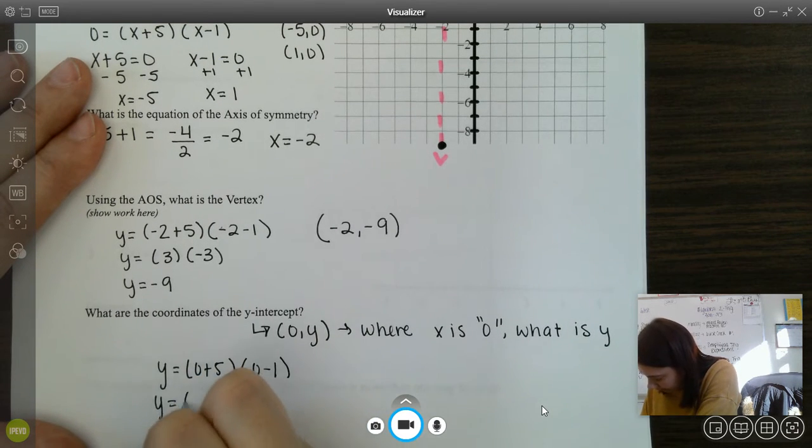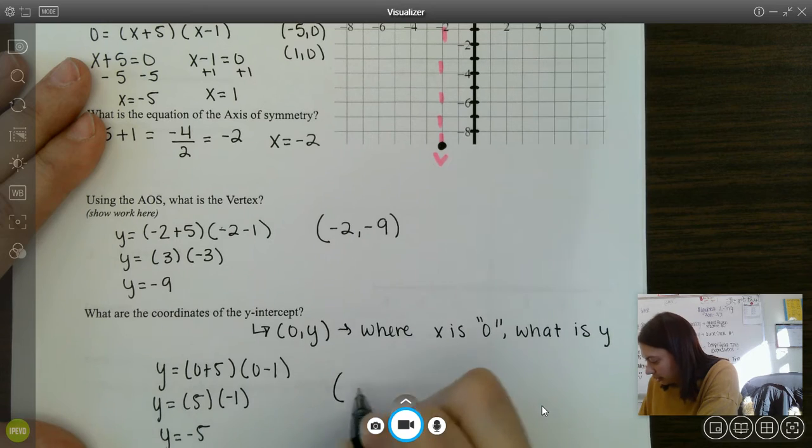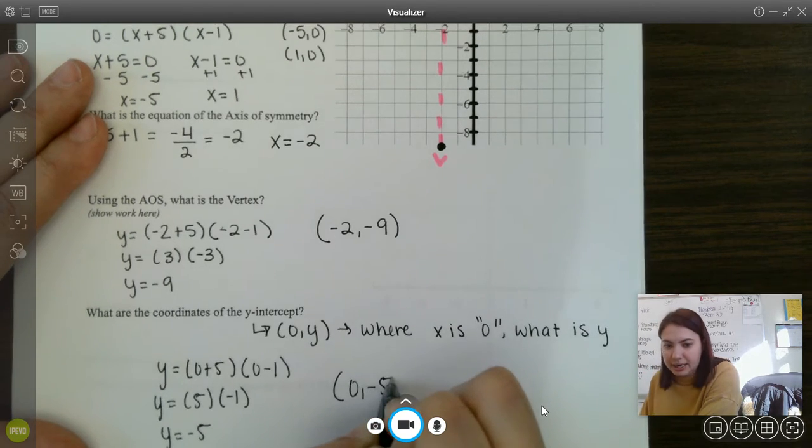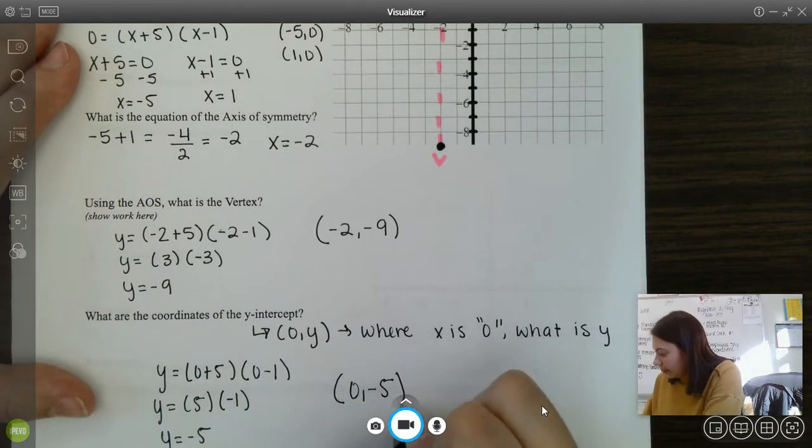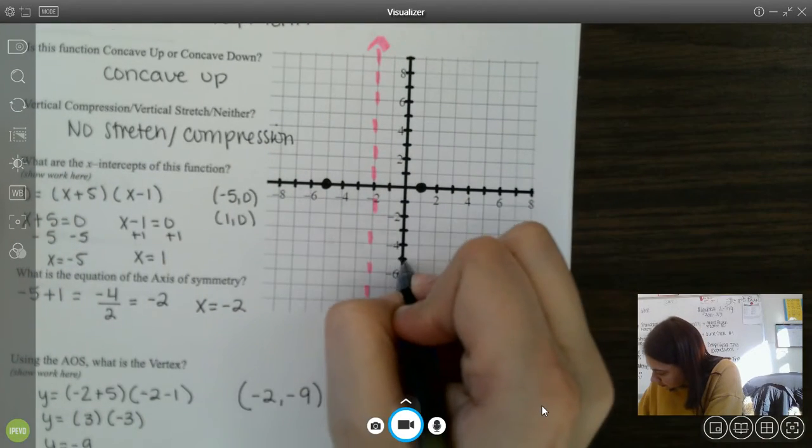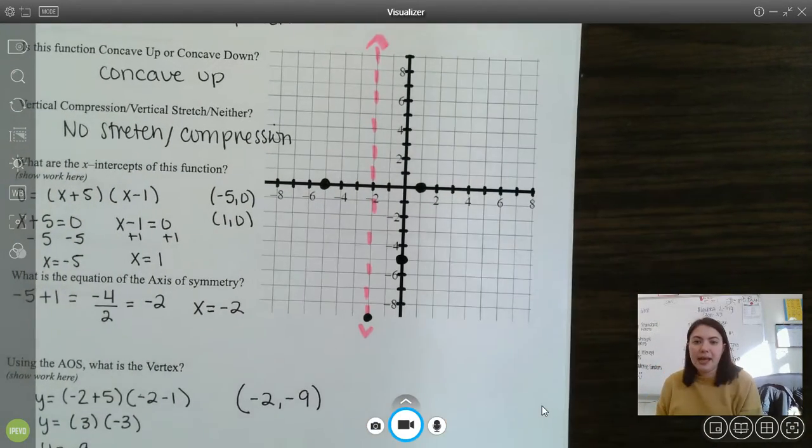0 plus 5 is 5. 0 minus 1 is negative 1. So therefore, y is equal to negative 5. Our y-intercept is (0, negative 5). And we can go ahead and plot that right here on our parabola.